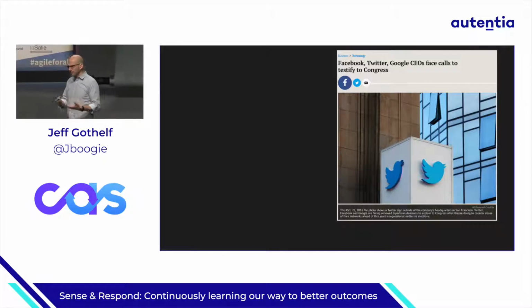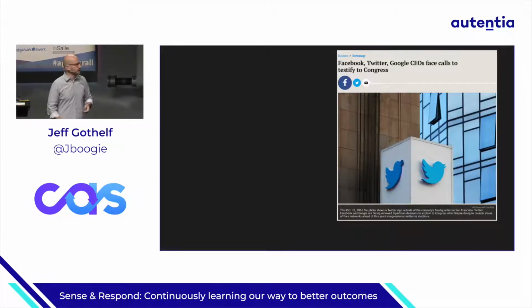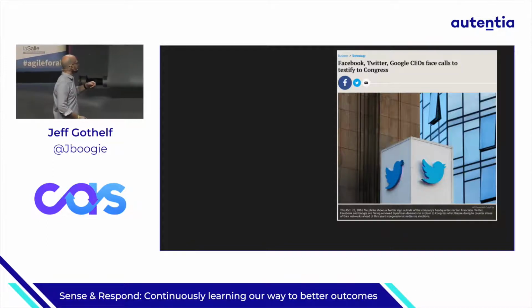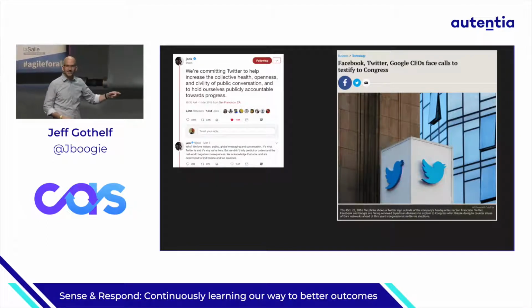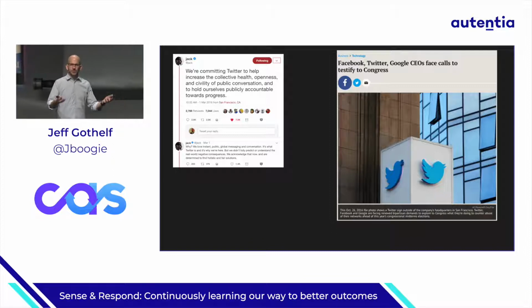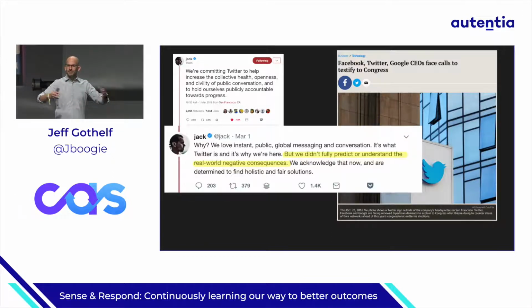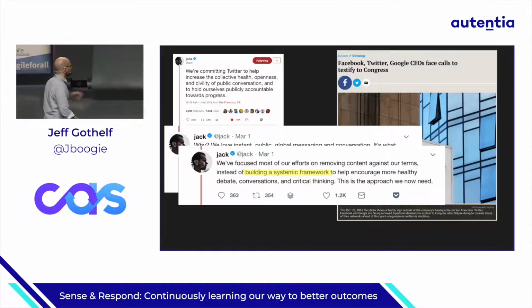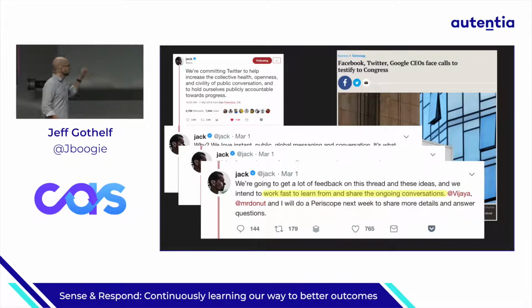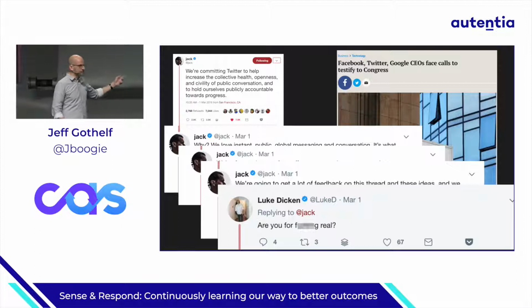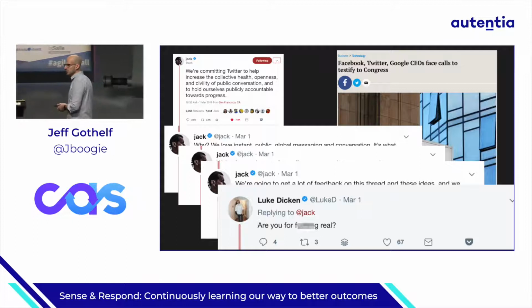And so then we look to the leaders of these organizations, right? And Jack says, look, we didn't fully predict or understand the real-world negative consequences of Twitter, basically, right? We built this communication system, and oops, by optimizing it, we created all these behaviors, these outcomes in the world, but we're going to build a framework to fix it, we're going to work fast, and we're going to learn from these ongoing conversations. He publishes publicly, and Twitter gave him the appropriate response, right? Which is what he deserved for this, right? This is what Twitter users would say to him.